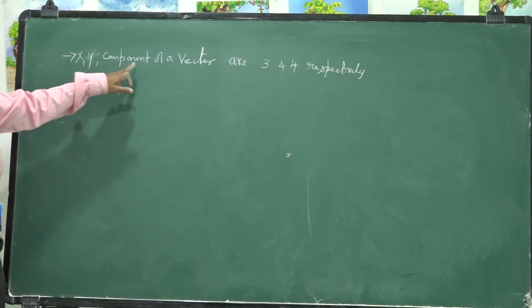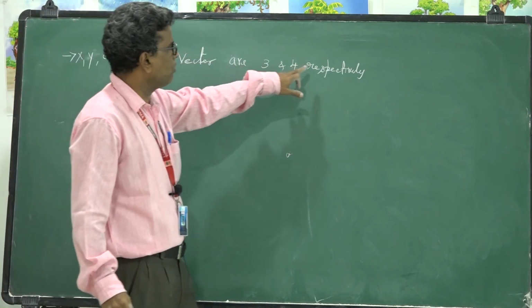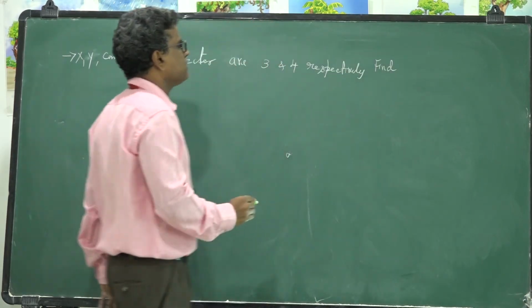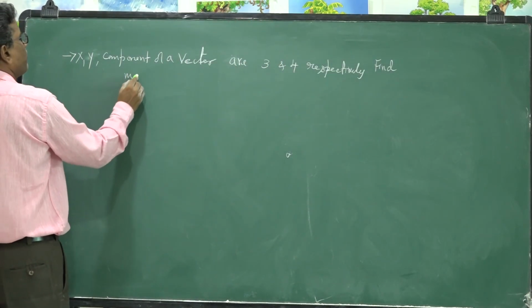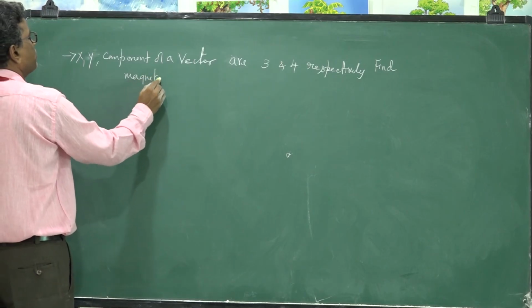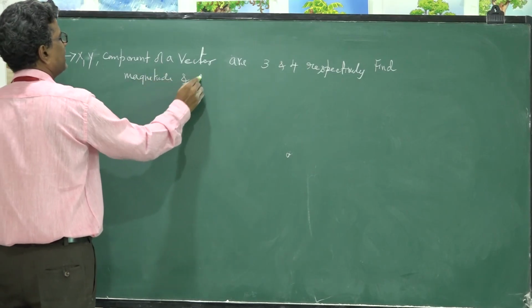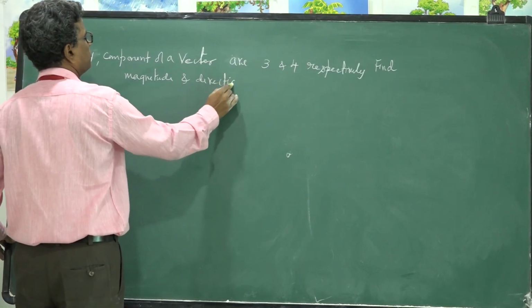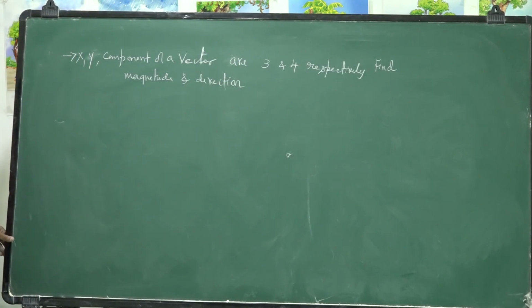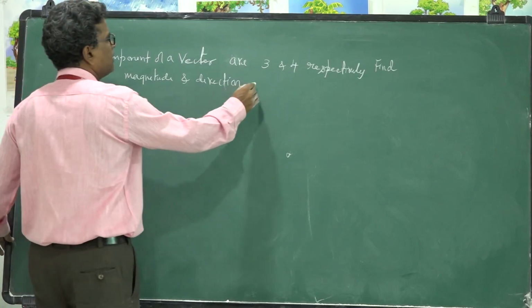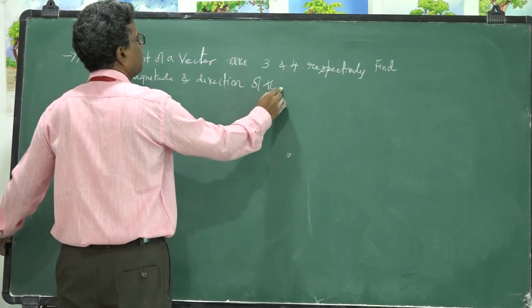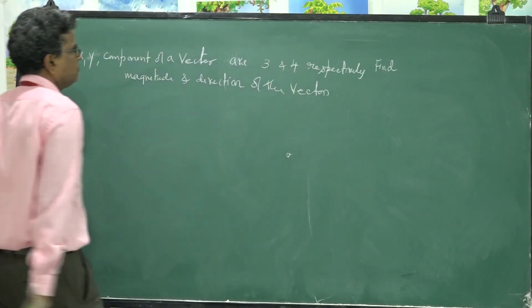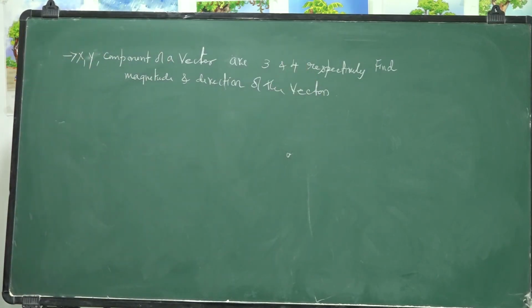The x and y components of a vector are 3 and 4 respectively. My question is: find the magnitude and direction of the vector. Find the magnitude and direction of the vector. I want this. How do you calculate?